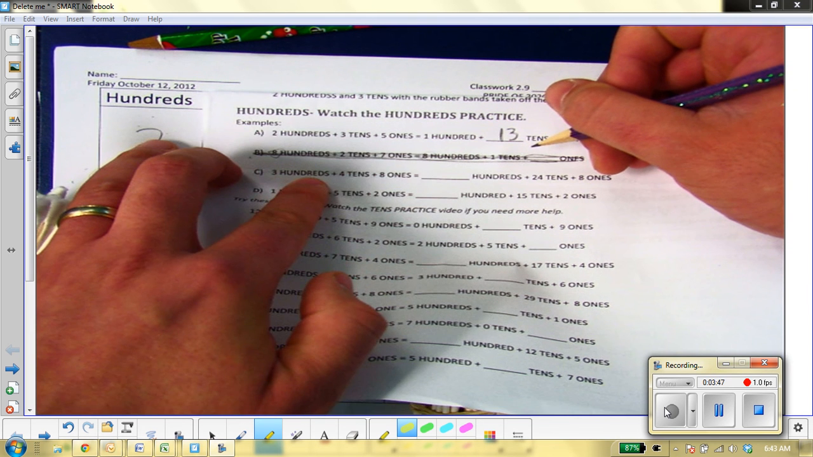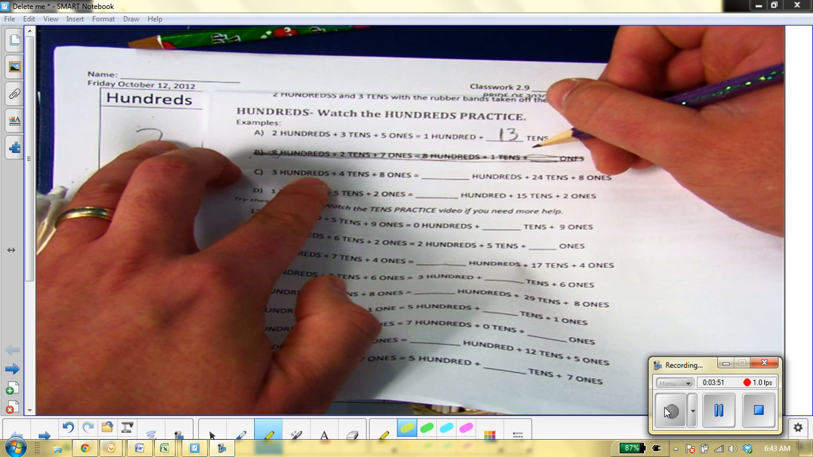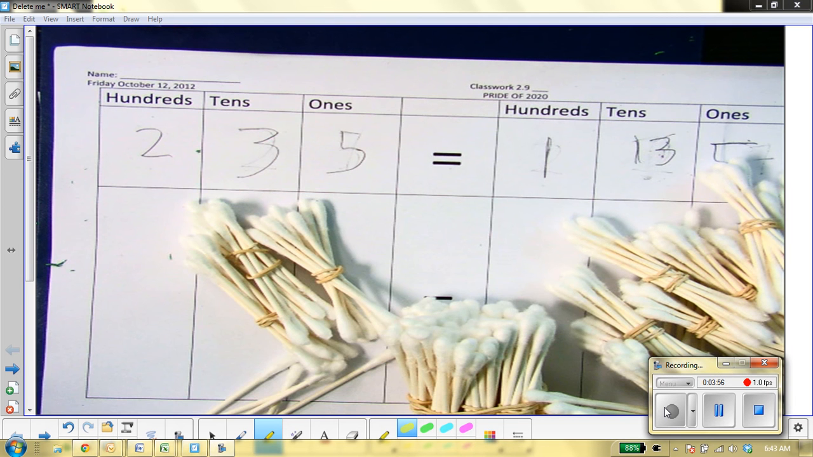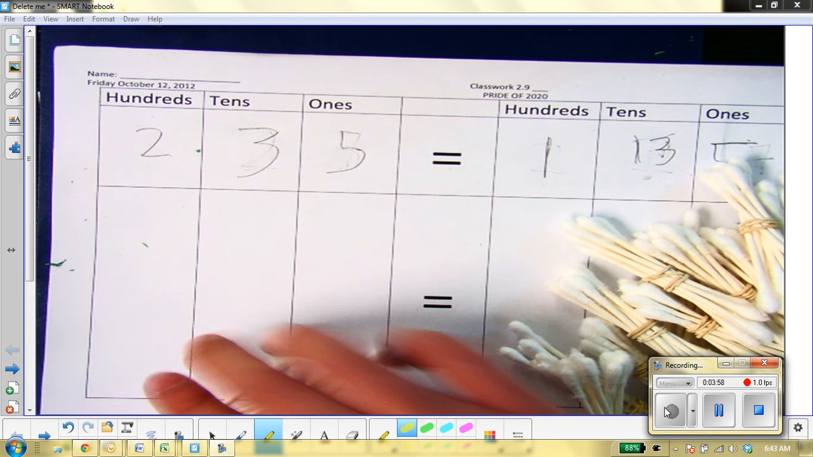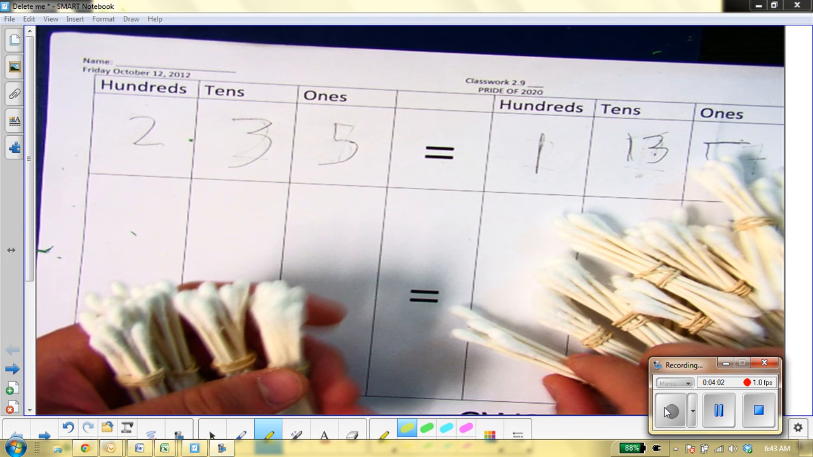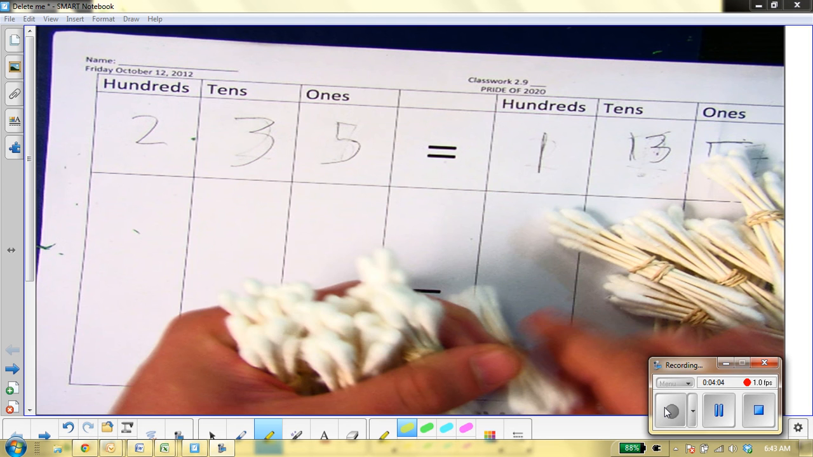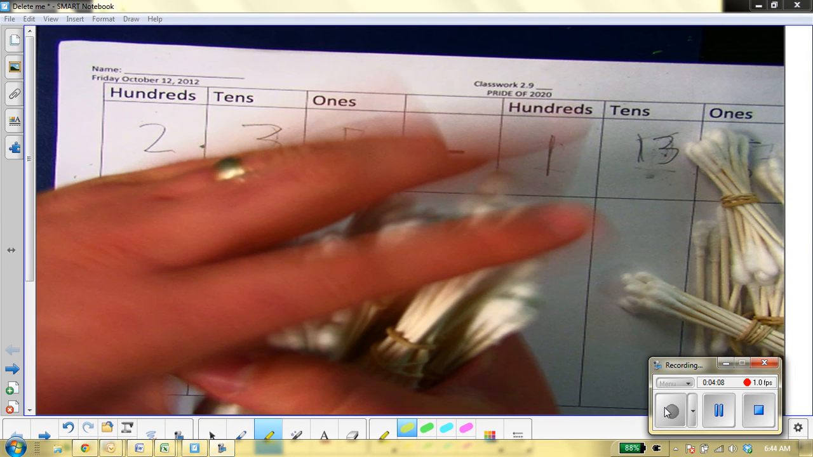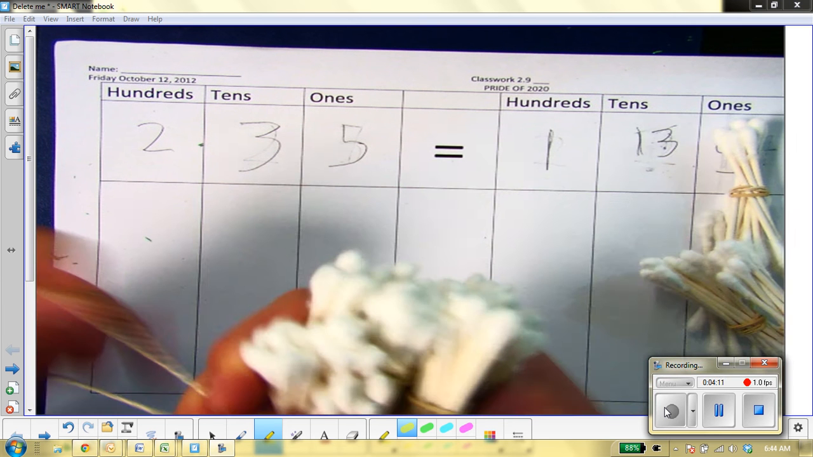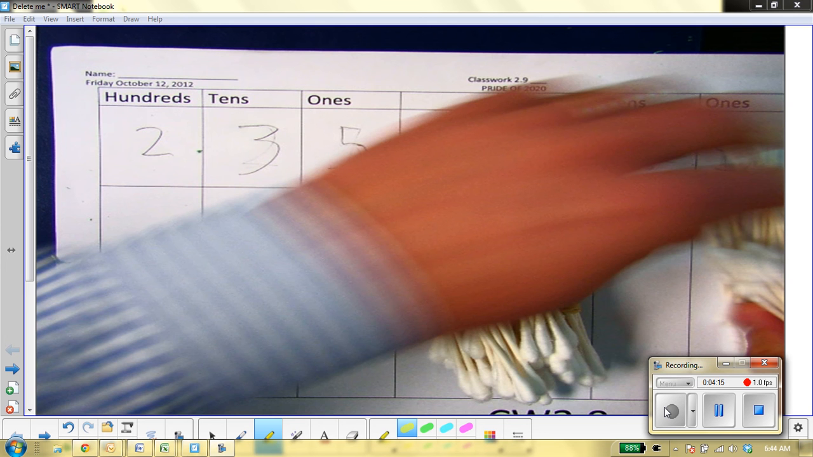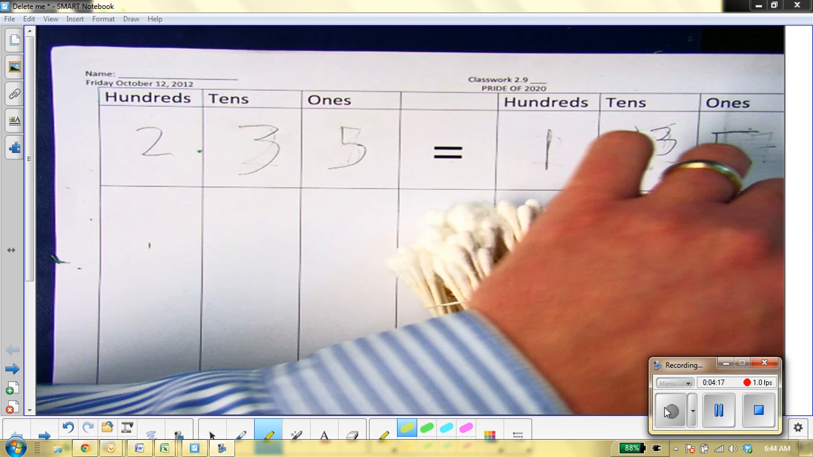Let's try example C. Let me clean up my space. I'll give you some time to clean up your space. I'm going to put my 100 back together because I'm going to need it. And here we go.